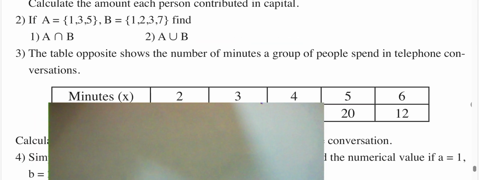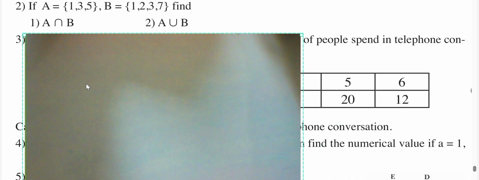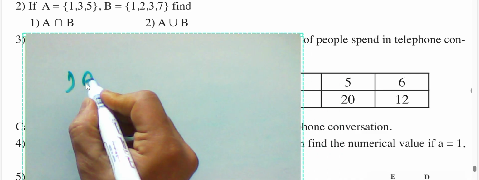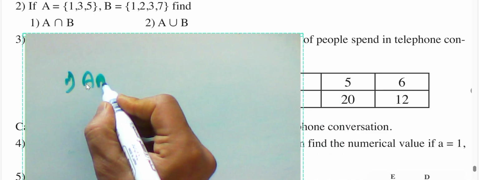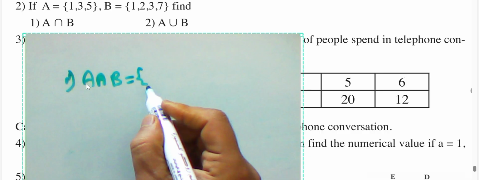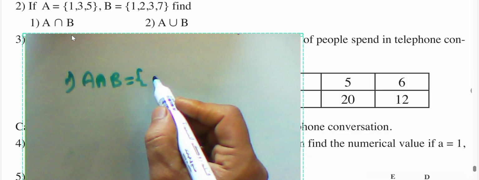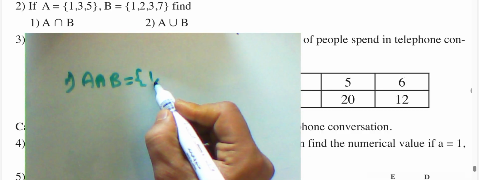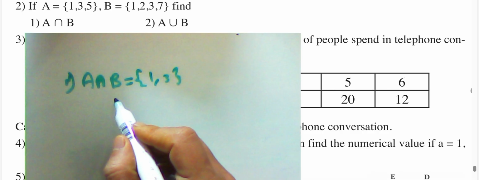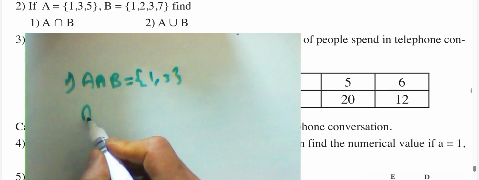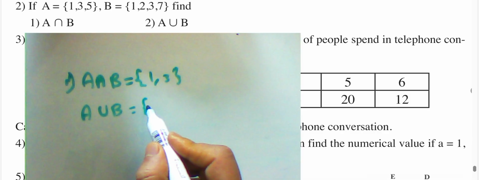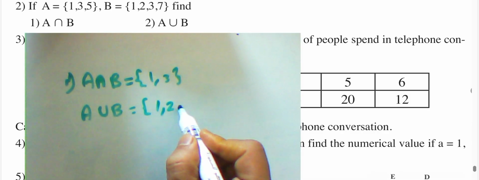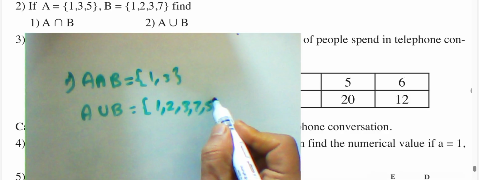We have A and B. We want to find the intersection between A and B, and the union. Number 1, A intersection B: look here, 1 and 2, 1 and 3. Okay, 1 and 3 is the intersection between the two. And in the union of A and B, we write all the digits without repeating: 1, 2, 3, 7 and 5.